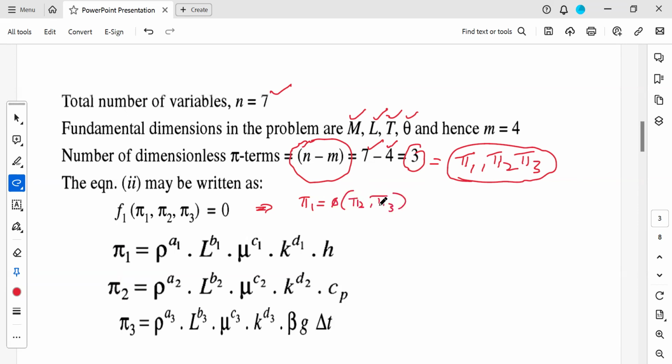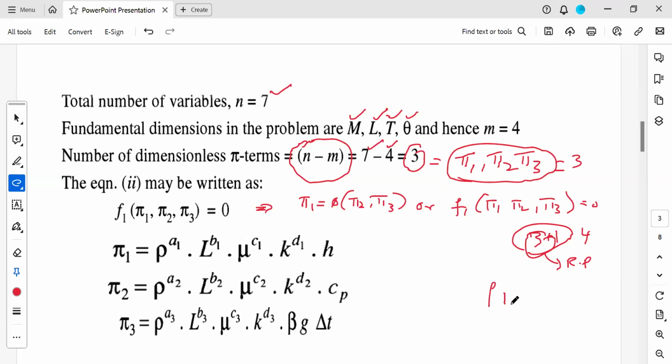Like this, we can establish the relation between various variables, or we can write the function of pi 1 comma pi 2 comma pi 3 is equal to 0. So here the number of pi terms will be 3, and each pi term will contain 3 plus 1 variables, that is 4 variables. Of the 4 variables, 3 are called repeating variables. The repeating variables we selected here are rho, L, mu, k. So rho, L, mu, k will be present in all the terms.